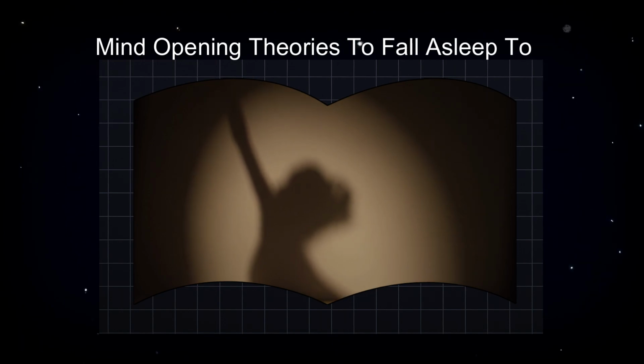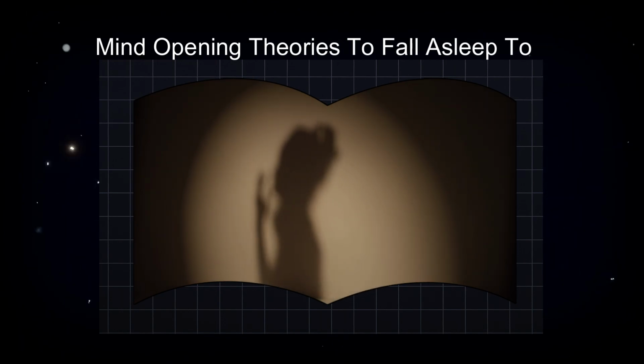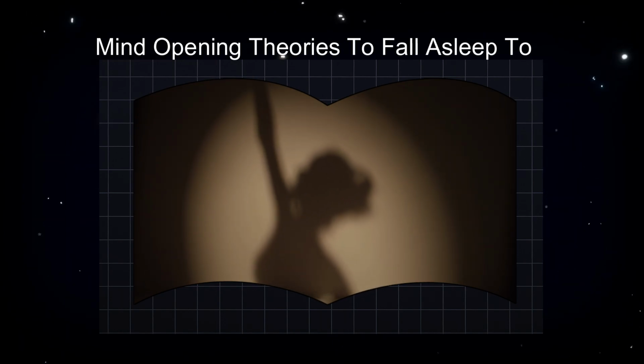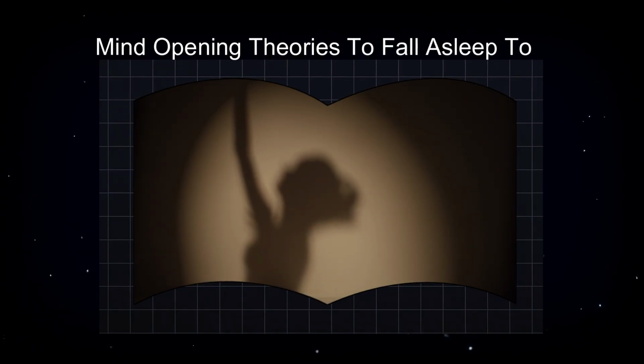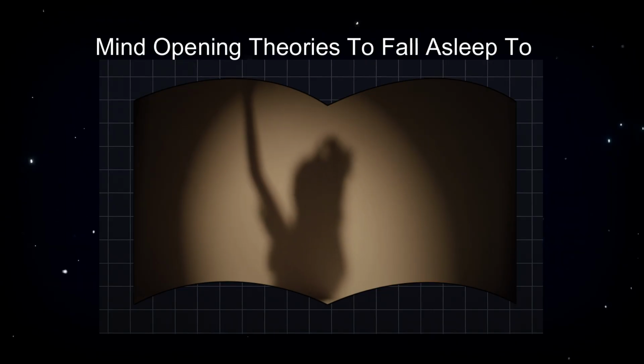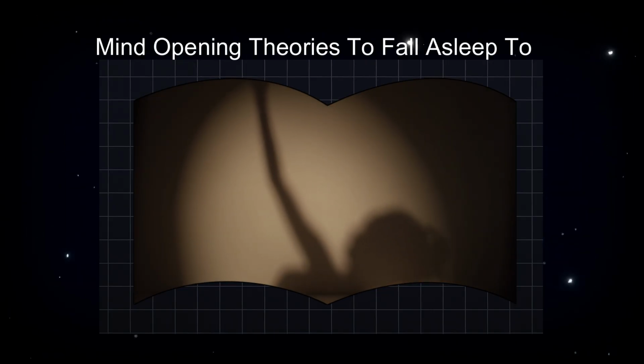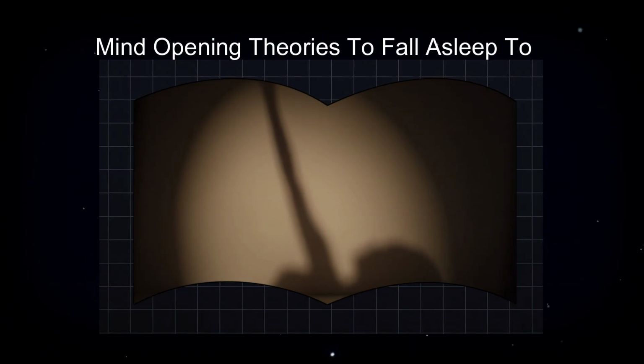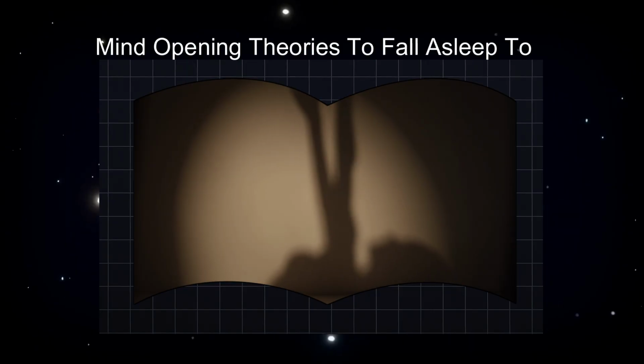In LQG, the structure of space is represented by mathematical graphs, the spin networks. Each edge is a quantum of space, and the nodes where they meet define regions with volume and other properties. Now, as the universe evolves, these spin networks shift and change.